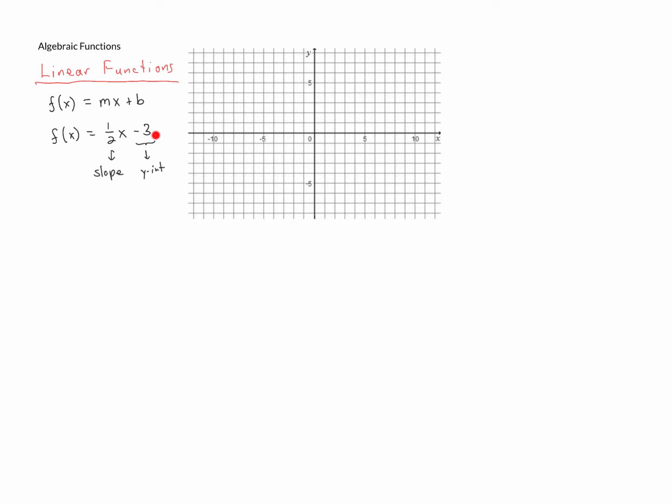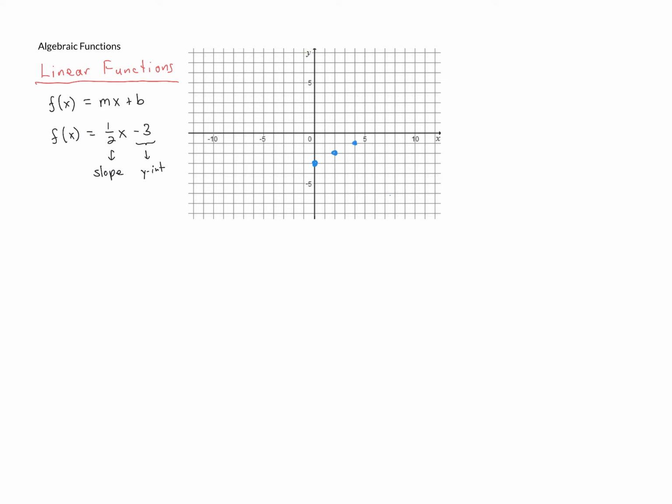Since we know the y-intercept occurs at -3, we can plot the point 0, -3. That's -3 on the y-axis. And then from there, since the slope is positive 1/2, if we start at this point, we can go up 1 and to the right 2, and that gives us another point on our line. And we can keep using the slope up 1 and over 2 to get more and more points.